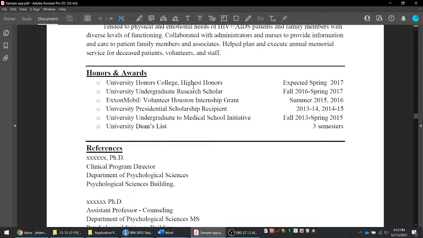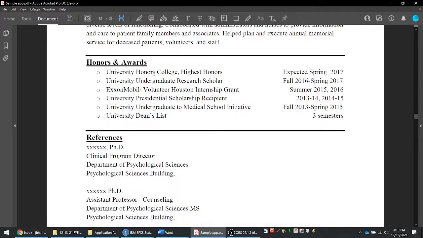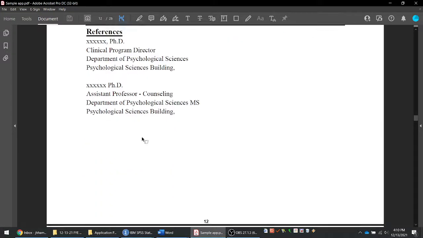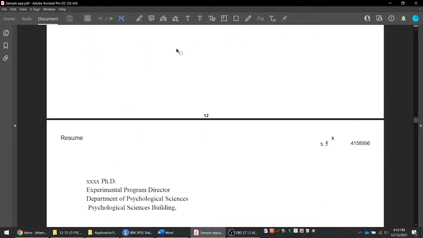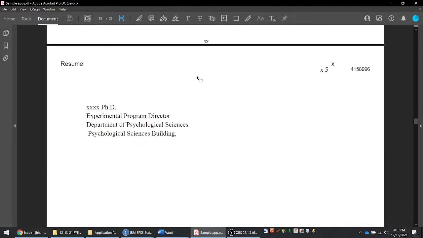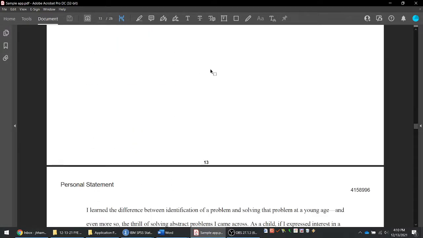Honors and awards, if they have some, that's neat, icing on the cake, but they don't necessarily have to, though they can speak to their quality. And then names of references will be here. Typically, these people are the same people who are writing them letters, and so I would end up looking for that.